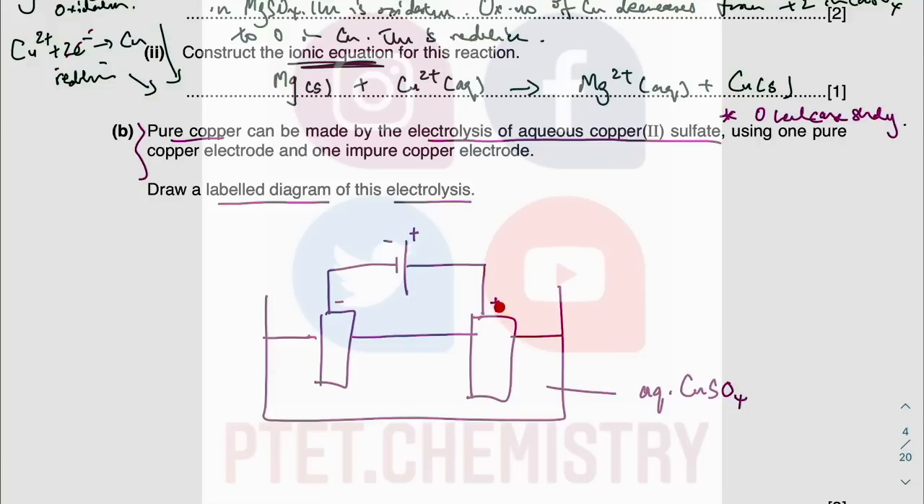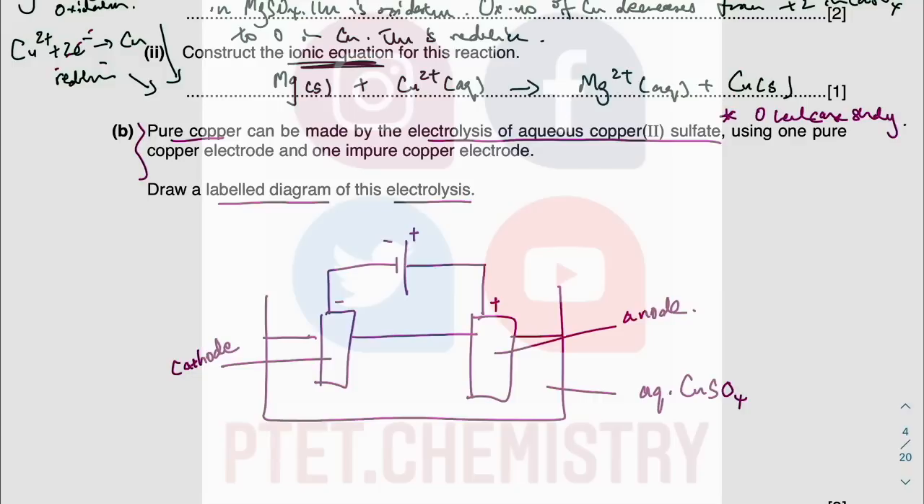What do you call the negative terminal and the positive terminal? Let's go negative first. The negative terminal is negatively charged. It attracts positively charged ions, which are called cations. So cations will be attracted here because cations are positively charged. So this is called the cathode because cations go there. This is the anode.